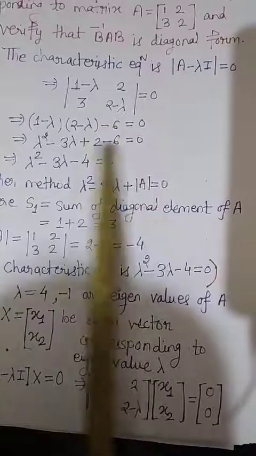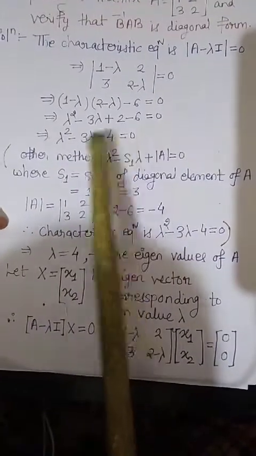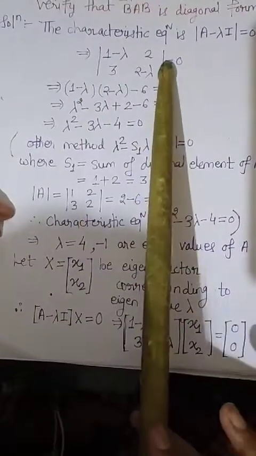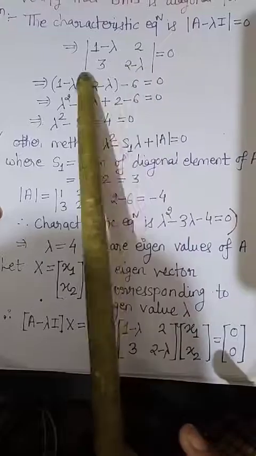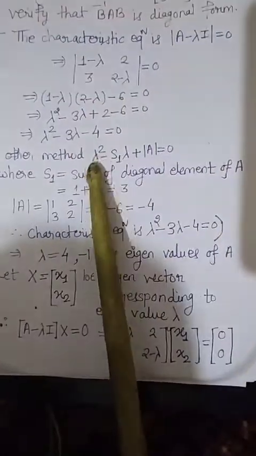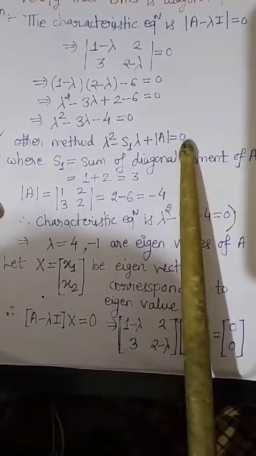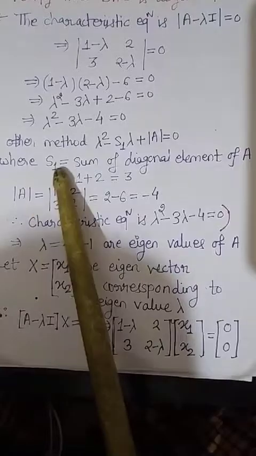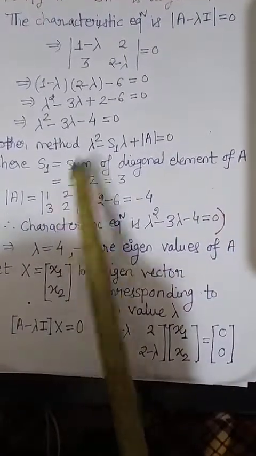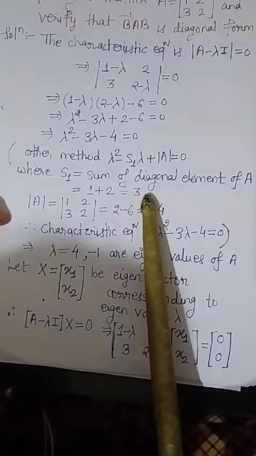Simplify this determinant and get the equation. This is called the characteristic equation. So one way of getting the characteristic equation is to simplify this determinant directly. There is one more alternative way: as it is a 2 by 2 matrix, we have lambda square minus s1 lambda plus determinant of A equal to 0, where s1 is the sum of diagonal elements of A. Now the diagonal elements of A are 1 and 2, so add them. So 1 plus 2 equal to 3.